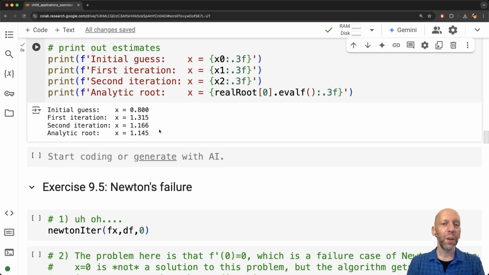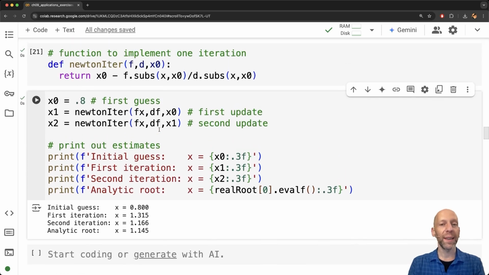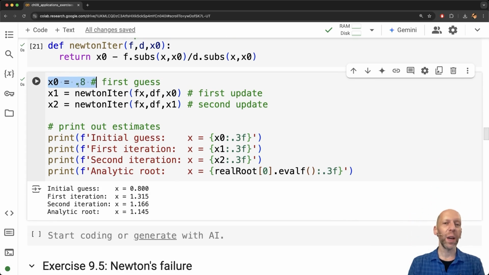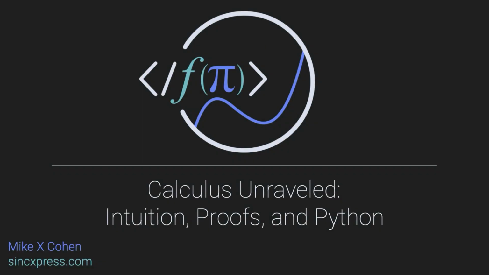Okay, so before moving on to the next exercise, I encourage you to spend a few moments and just play around with this x naught value. So try different values of a first guess, but do not try 0. So don't do this, because that is the starting point for the next exercise.